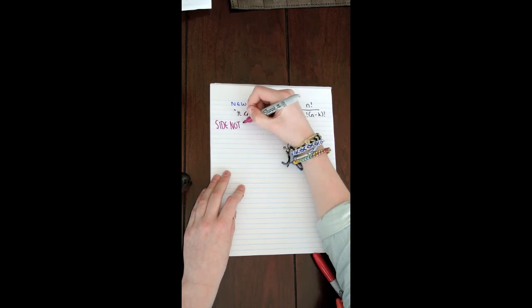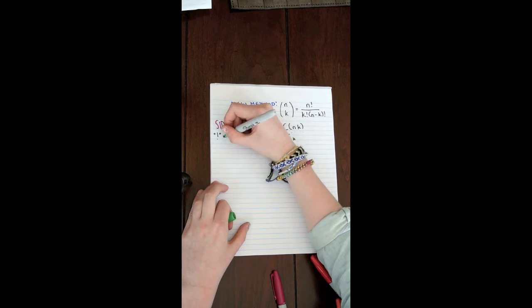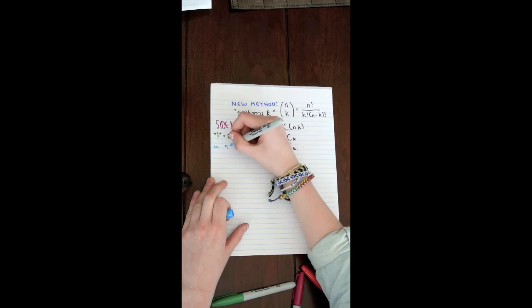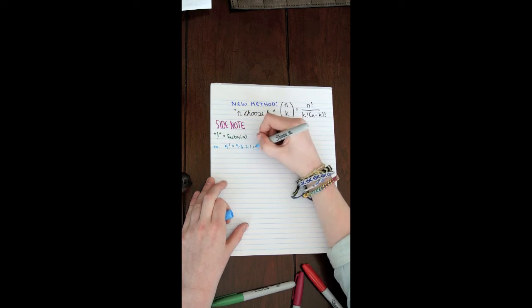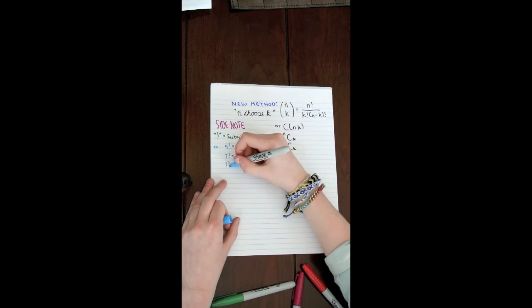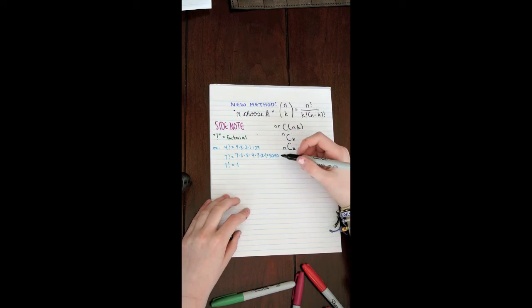So, a little side note for you, the exclamation mark you just saw is actually factorial, meaning that if we had 4 exclamation mark, that would be 4 times 3 times 2 times 1. Or if we had 7 exclamation mark, that would be 7 times 6 times 5 times 4 times 3 times 2 times 1. Or 1 exclamation mark just equals 1.